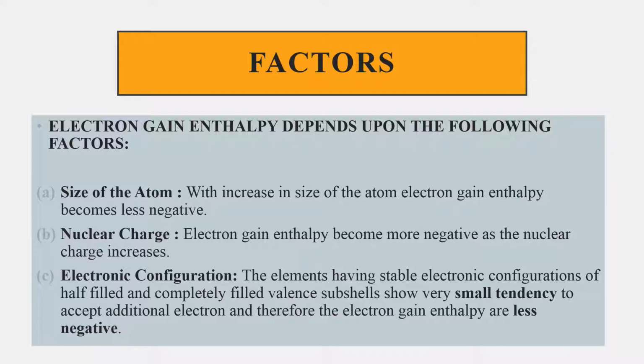If they are gaining the electron with very small tendency, then the amount of energy released will also be very small, and as the amount of energy released is small, it means the electron gain enthalpy is less negative.